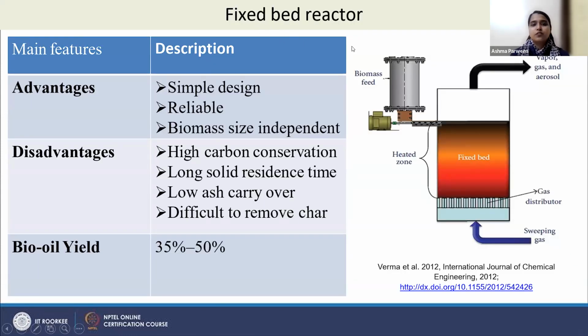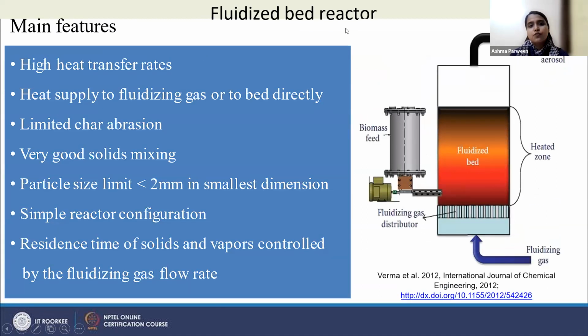So first is the fixed bed reactor. It is simple to design and operate, and it is very reliable. Here the bio oil yield is generally 35 to 50%. If you are using a fluidized bed reactor, it is very easy and scalable. It can be used at large scale.